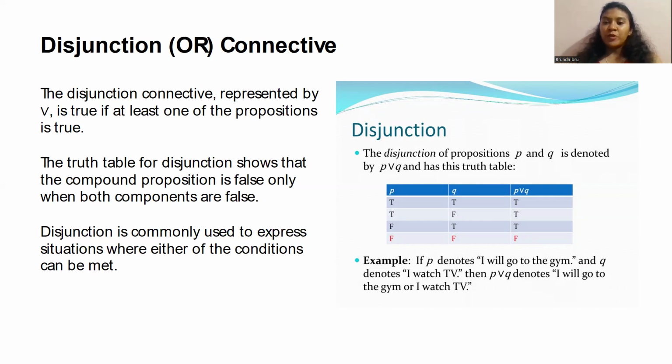The disjunction of the propositions P and Q is denoted by P or Q and has a truth table. When P is true and Q is true, P or Q is also true. When P is true and Q is false, P or Q is true. When P is false and Q is true, P or Q is true. But when P is false and Q is false, P or Q is also false.